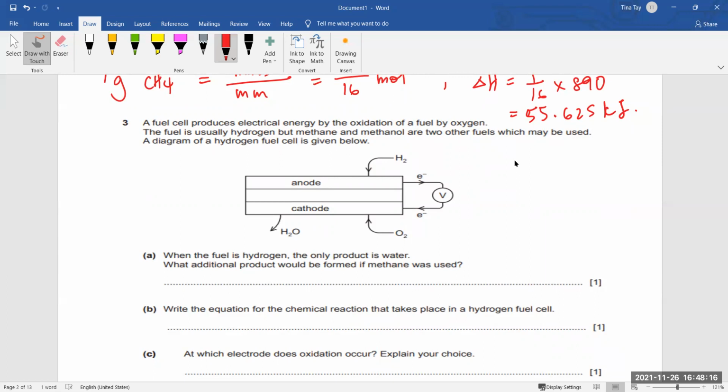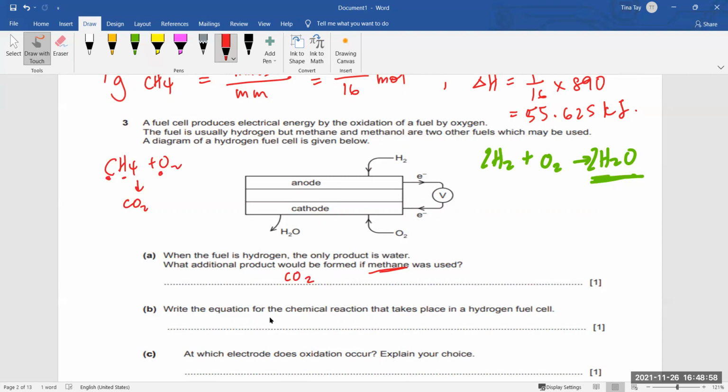Basically overall, I did this with you last week. When we burn hydrogen and oxygen, you get water and you release a lot of heat. When the fuel is hydrogen, the product is very clean, it's only water, so it's a very clean fuel. What additional product will be formed if methane is used? If methane is burned, you get water, but you also get carbon dioxide, because carbon is oxidized.